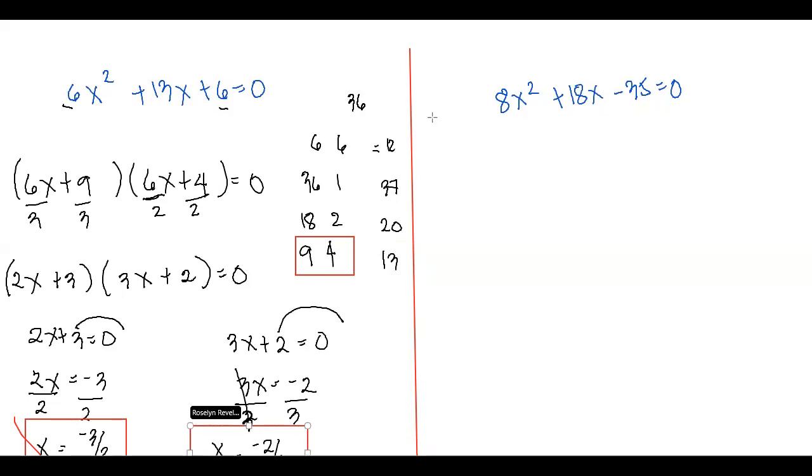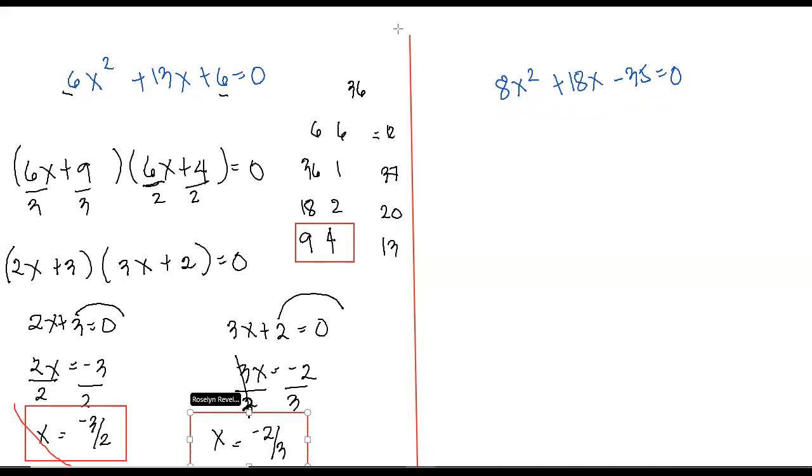Okay, so now let's move on to the last example that we have. We have 8x squared plus 18x minus 35 is equal to 0. This is a big number, so you need to multiply the leading coefficient of the first term to the coefficient of the last term. So 8 times negative 35.